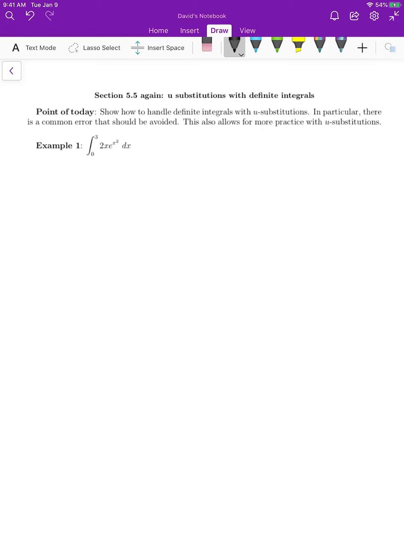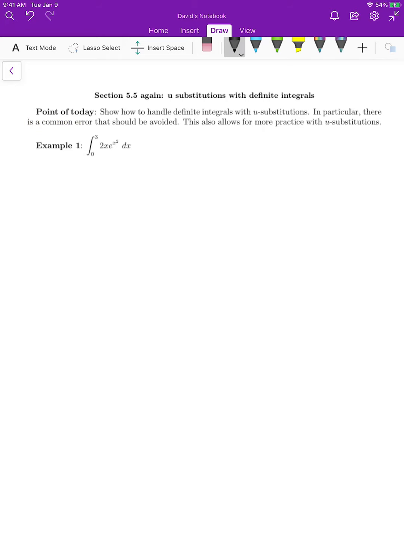So today we'll handle definite integrals in contrast to indefinite integrals, which we did last time. In particular, there's a common error that should be avoided, and also we'll just do some more practice with u substitutions. That's the point of this. Okay, so let's jump right into it.